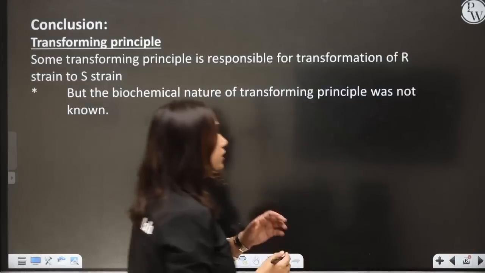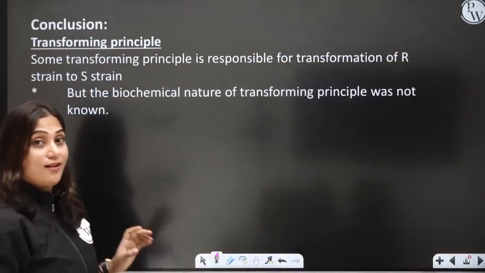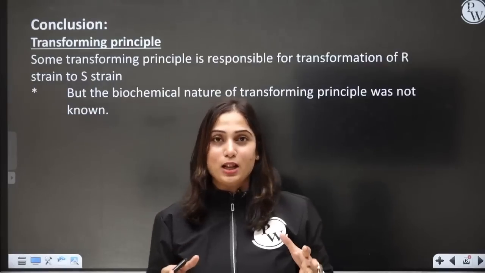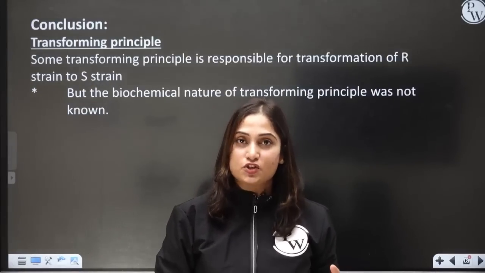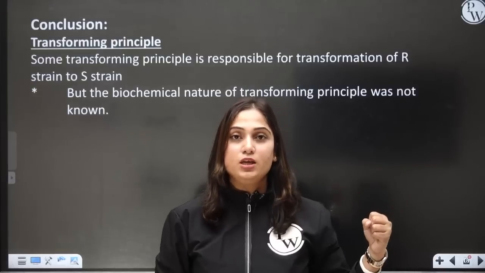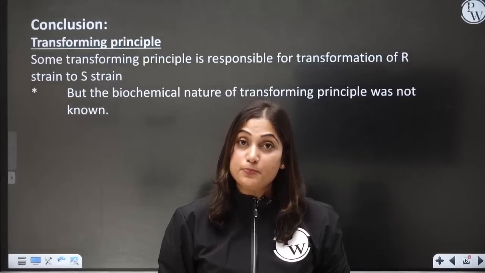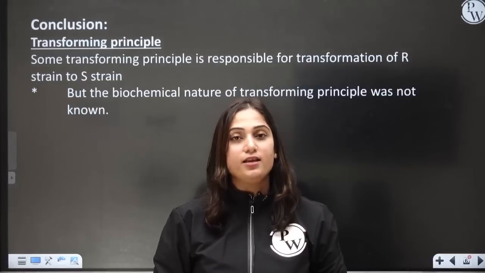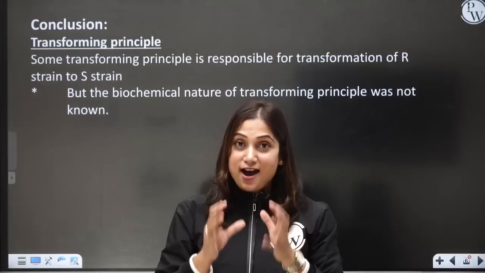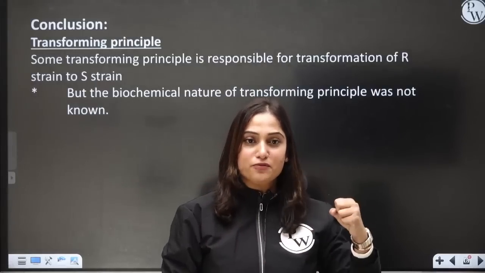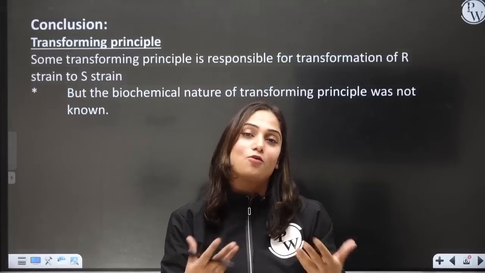Griffith concluded that there is some transforming principle which is added to the medium by the S strain and taken up from the medium by the R strain, because R strain is naturally a competent strain. That means it can easily accept foreign molecules. So when this R strain took up something from the medium, it transformed into the S strain and caused the disease.